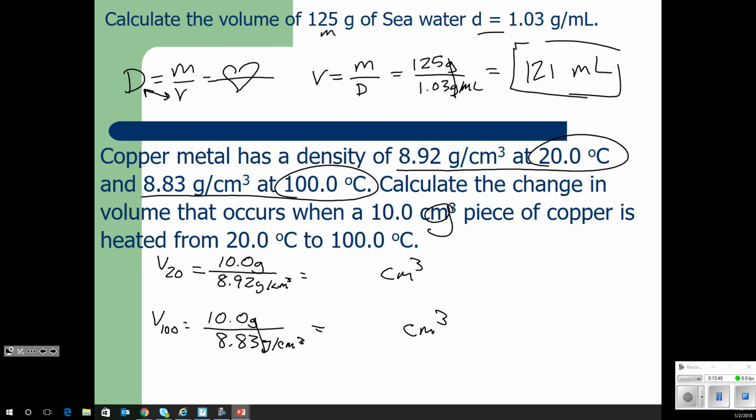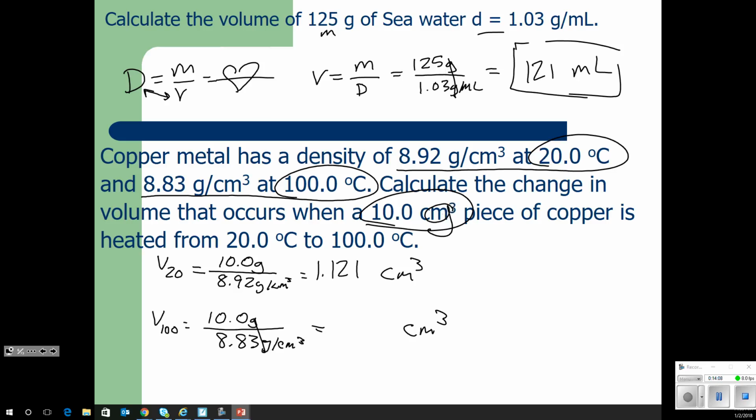Yes? I changed the centimeters cubed to grams. It was supposed to be grams. Okay, what do we get on the top one? 4 significant figures, because we're going to do some stuff with it.